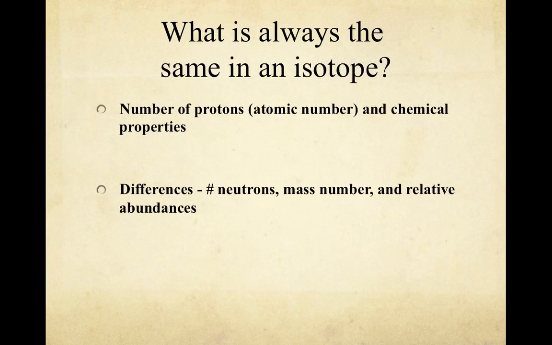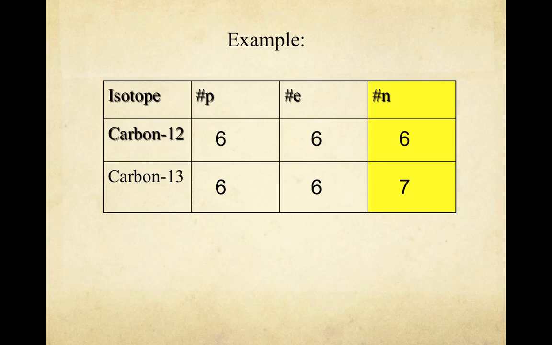Okay? The difference is that they have a different number of neutrons. They have a different mass number because they have more neutrons. And as for relative abundances, which means you might find more of one and less of the other. For example, on Earth, you find a lot more normal hydrogen, protium, than any of the other two kinds. The other two kinds are usually man-made.